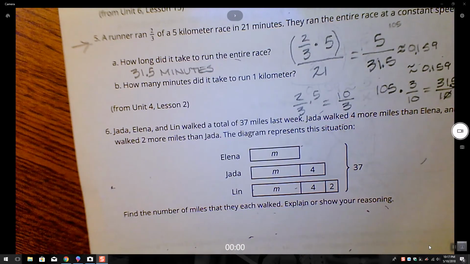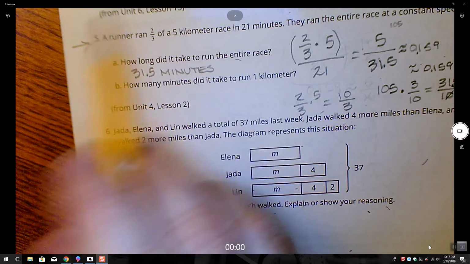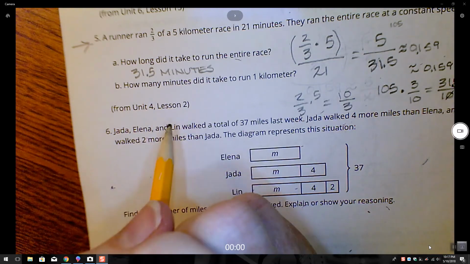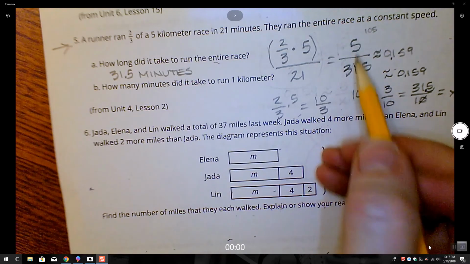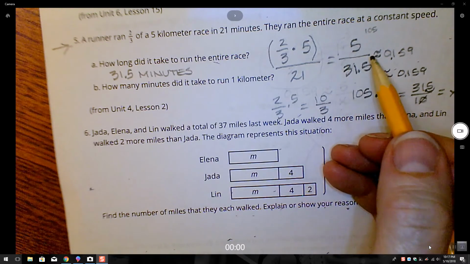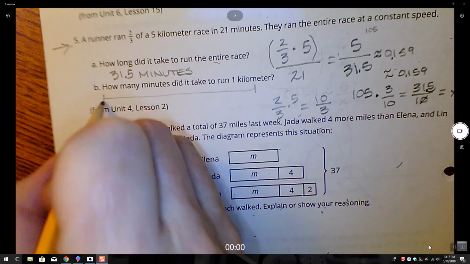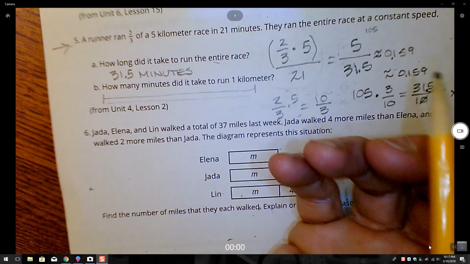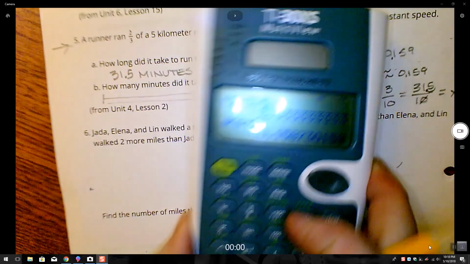The next question is, how many minutes did it take to run 1 kilometer? If it took that many minutes to run 2/3 of 5 and that many minutes to run 5 kilometers, how many minutes did it take to run 1 kilometer? Well, I think that we could say 31.5 divided by 5, because we've got 5 kilometers in 31.5 minutes. Here's my minutes, 31.5 of them. If I divide it into 5 pieces, that will be 1 kilometer, right? So let's just do it.